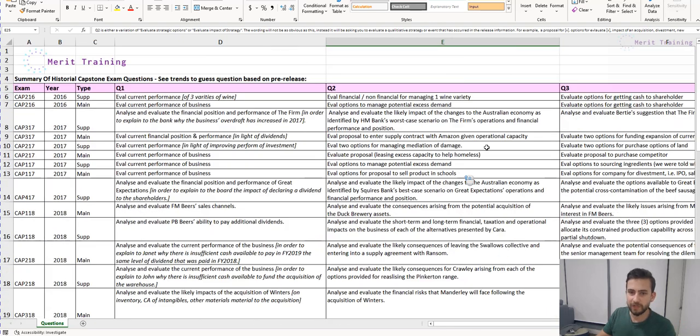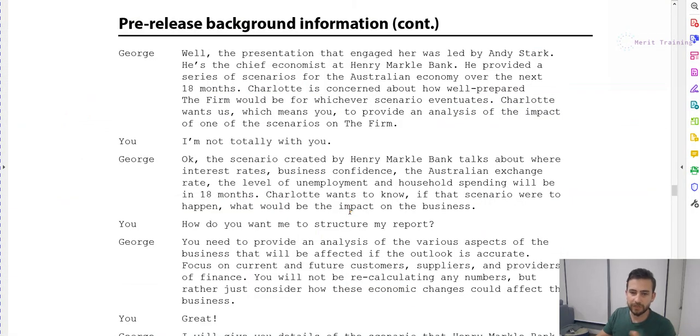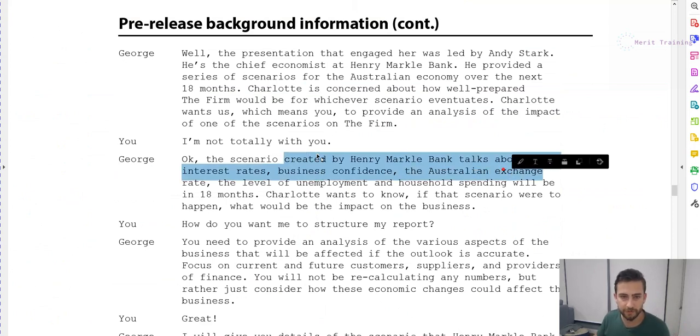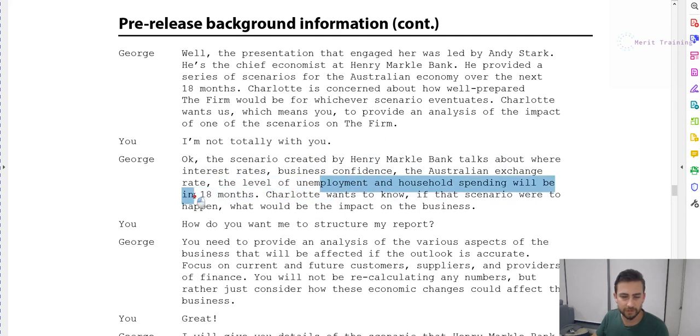So, for example, they're not going to tell us what the scenario is, if it's a good outlook or if it's a bad outlook, until the day of the exam. But we can probably make a guess. Okay, so in this case, it's talking about interest rates, business confidence, the level of unemployment. So because we don't know whether it's going to be a good outlook or a bad outlook, this kind of prevents us from going into too much detail preparing our essay.